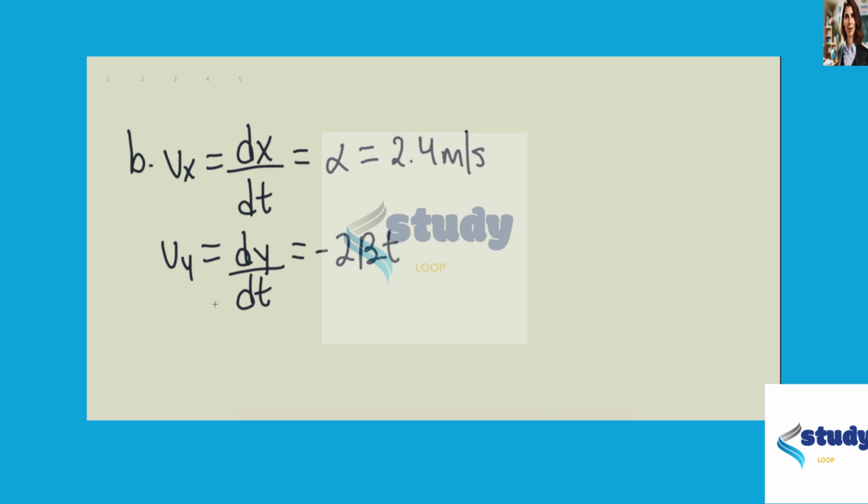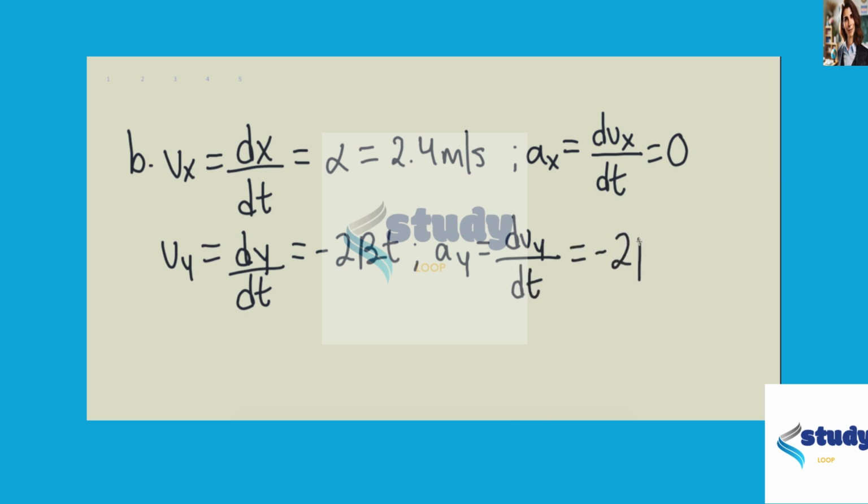And we can then solve for the acceleration in the x direction. This would be the derivative of the velocity in the x direction with respect to t, and this equals 0 because the derivative of a constant is always 0. And for the acceleration in the y direction, this would be the derivative of the velocity in the y direction with respect to t. This is simply equal to -2 times beta, and this is also a constant.